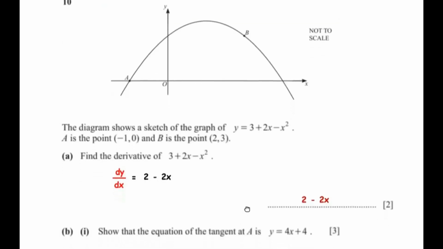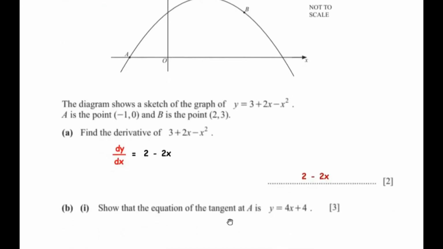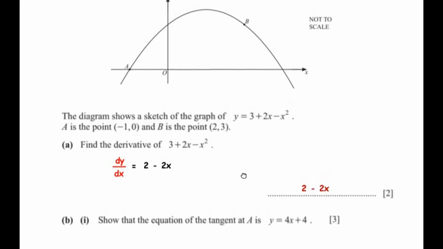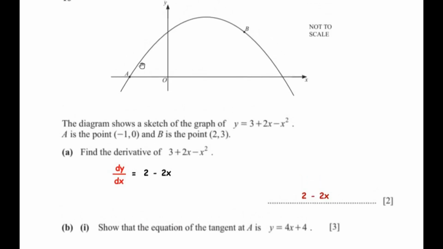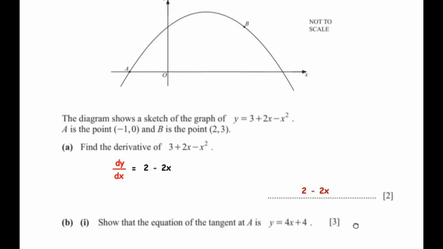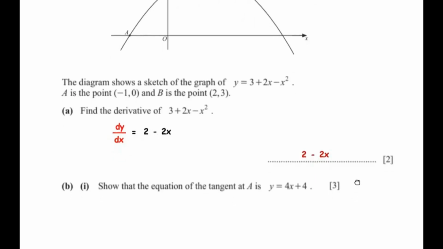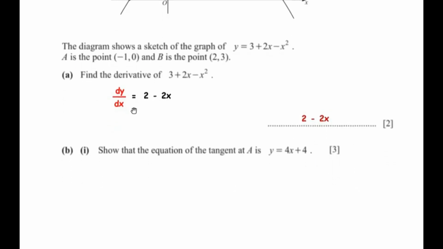Now moving on to the next question. Show that the equation of the tangent at point A is y equal to 4x plus 4. So here we have to show that if we are going to draw a tangent at point A, its equation is going to be y equal to 4x plus 4. So let us consider the dy by dx we have got over here. And remember that dy by dx represents the slope or gradient of the straight line or the tangent.